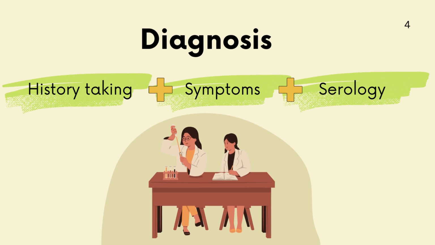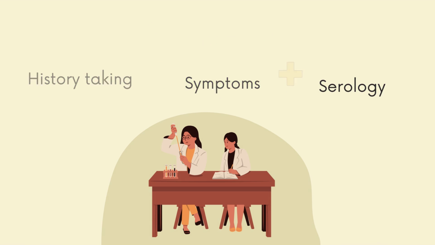Several steps should be taken into account when diagnosing Lyme disease. History taken is crucial to determine whether the patient was in an endemic area, if there was a tick bite, and what the symptoms were. There is also a serological test that identifies the presence of antibodies against the Borrelia species in the blood. A positive test means that the person had contact with the bacteria.